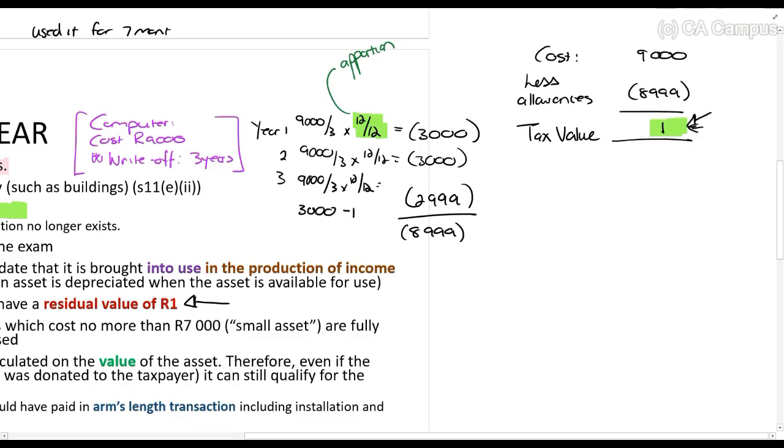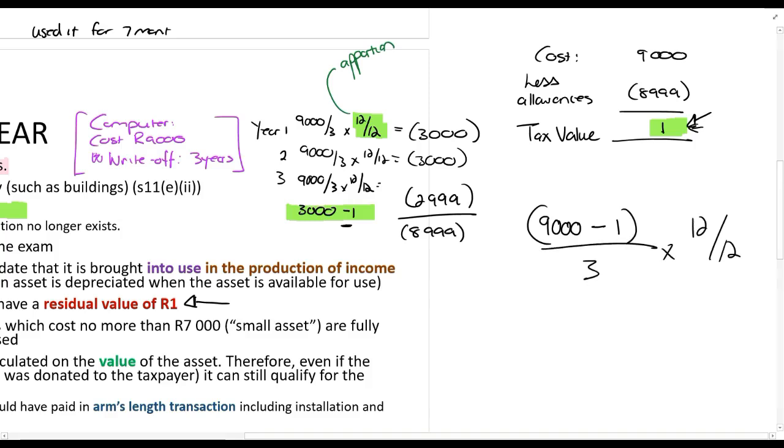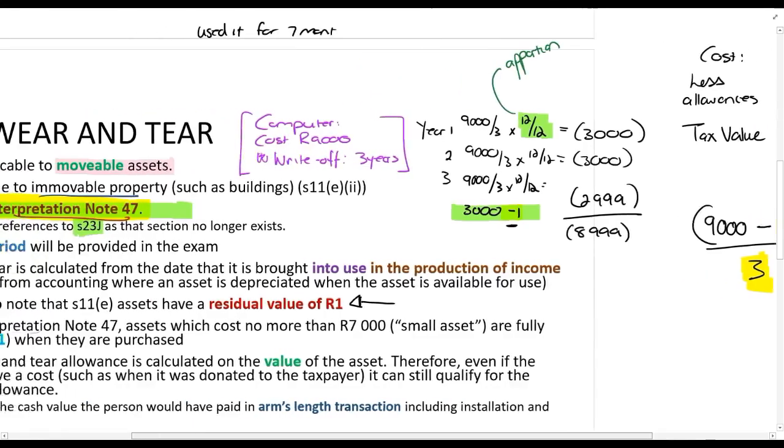The final year, when you do this calculation, you deduct 1 rand from it, just in the last year. Now, please understand, you deduct the full 1 rand from the last year. I know it's a little bit strange, because the way it should be, if you think about it, should be to say 9,000 minus 1 rand divided by 3 times 12 over 12. This is how you do it when you have a residual value in financial accounting. But because 1 rand is such a small amount to split over a number of years, they just deduct it from the final year. Right, that is per Interpretation Note 47.